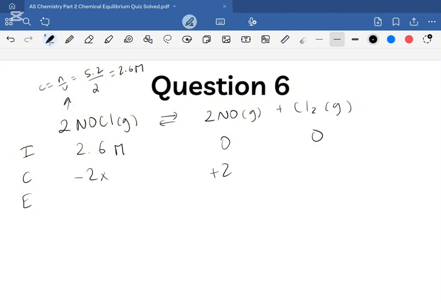I'm going to put plus 2x over here and plus x, since the reaction is going to shift toward this side as I have a 0 over here. So of course these are going to increase. So I'm going to put positive on the product and negative on the reactant, and I'm also going to take into consideration the coefficient. Next, I'm going to put 2.6 minus 2x, 2x over here, and then x.